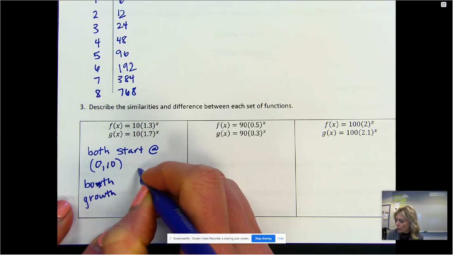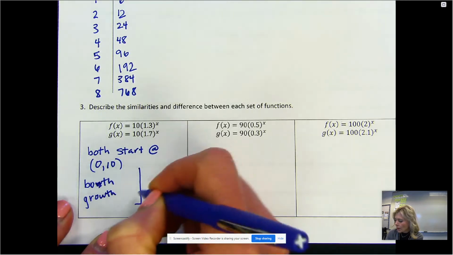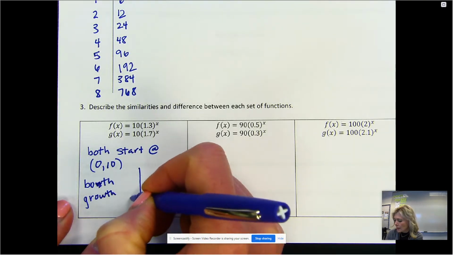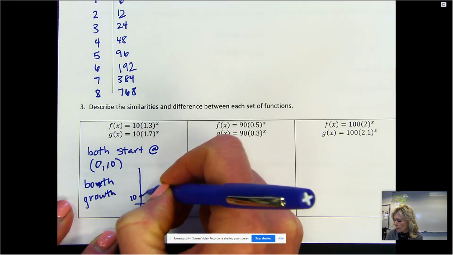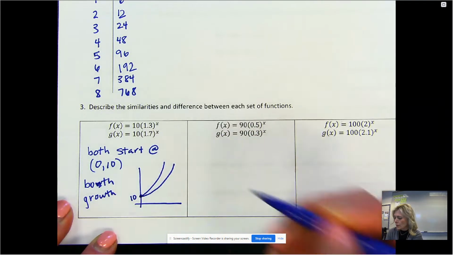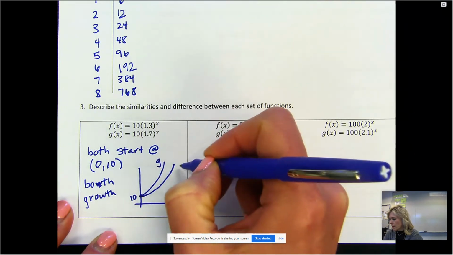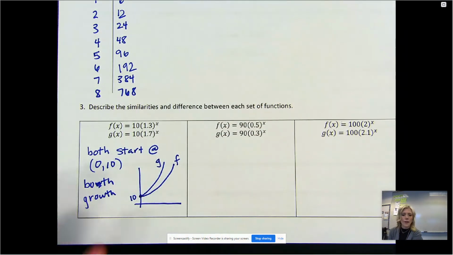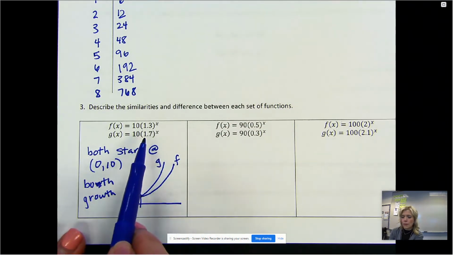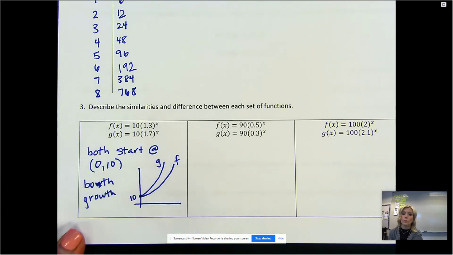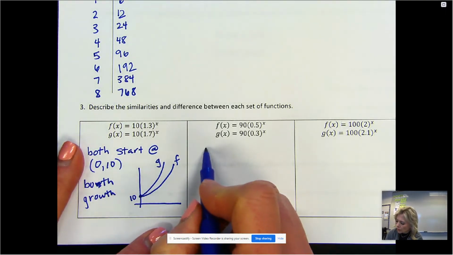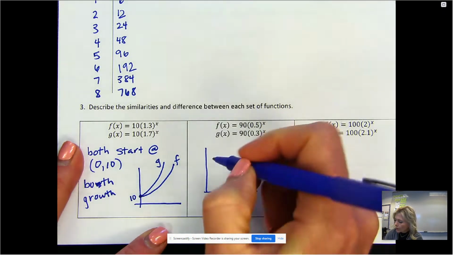But if I was to look at them on a graph, they're both going to start at 10 and increase exponentially. But this one would be G and this one would be F, because 1.7 is a larger growth rate than 1.3. Okay, so that's how I would know the difference between them. I'm just going to stick with making a graph for each of these to explain it. I think that would actually be very helpful.